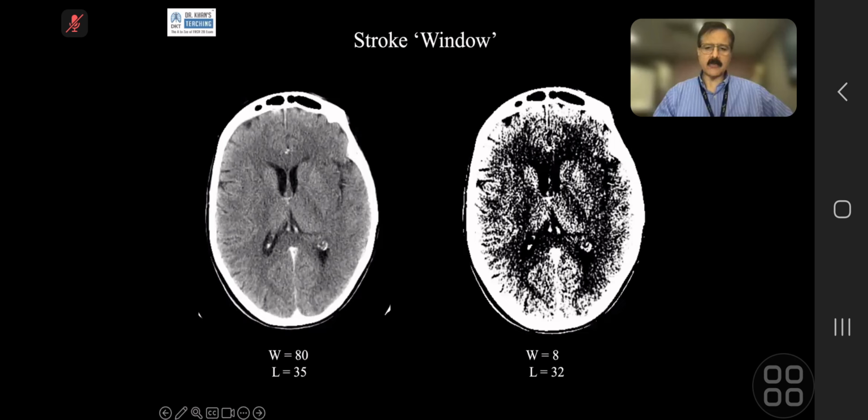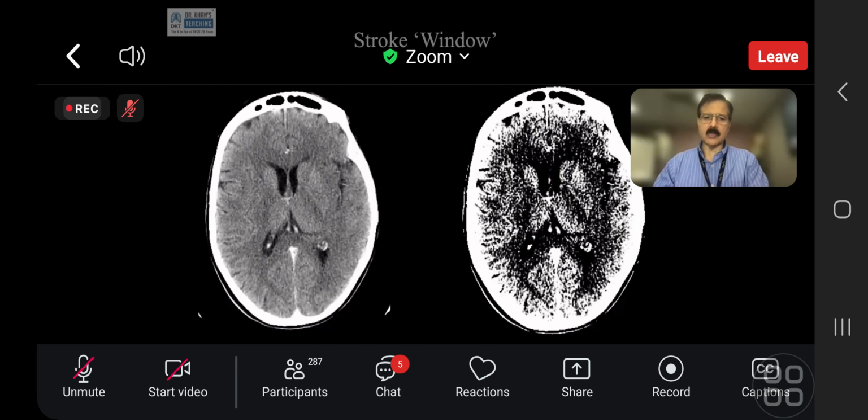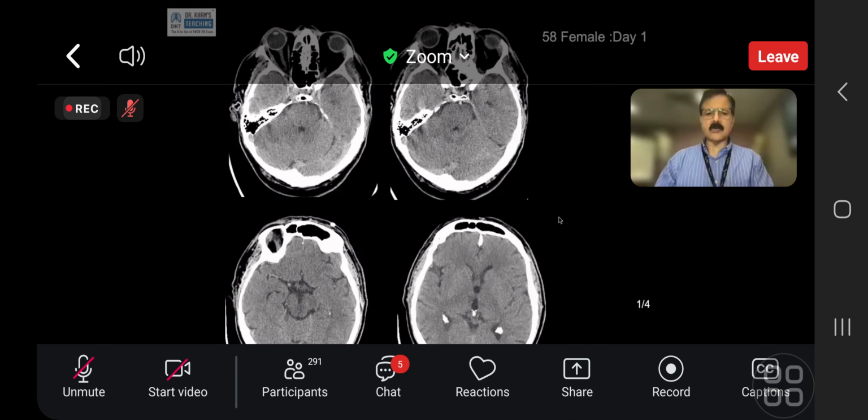Look at this lentiform nucleus, and the lentiform nucleus is lost here. Of course, you can see it here, but it really increases your level of confidence. And the insula, if you see the insula here, what says, abnormal insula here. This is another case of basilar artery thrombosis, just like the one which we saw right now.